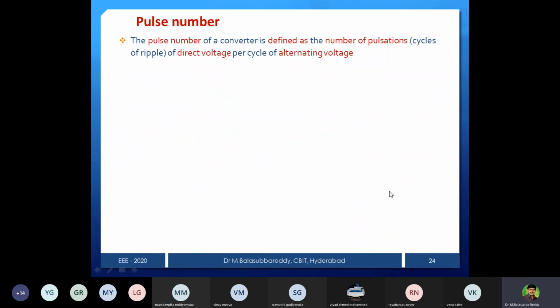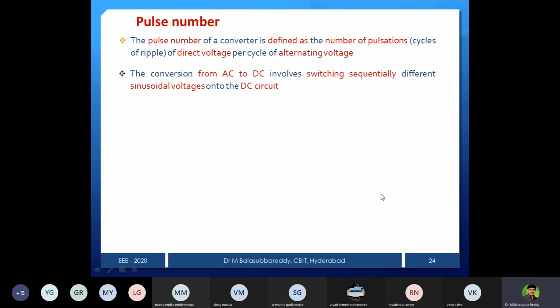Same thing I mentioned here also. What does pulse number mean? To generate the output, in one full cycle of the AC supply, how many pulses are generated in the output; that we call the pulse number. And similarly, converting AC to DC involves a switching sequence of different sinusoidal voltages onto the DC side.